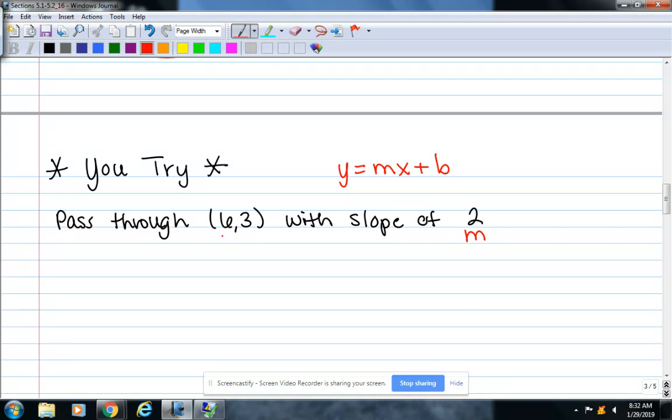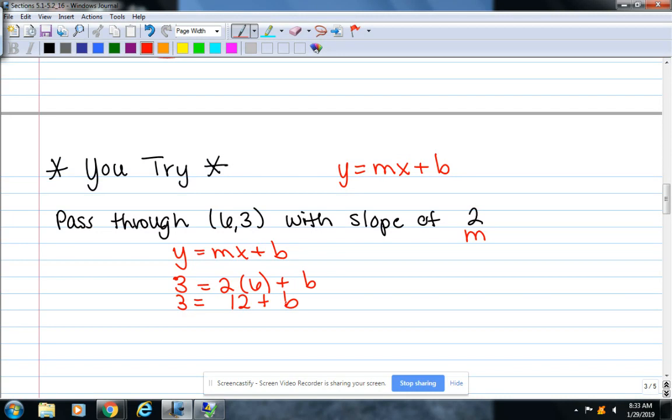All right, you got a point. You use x and y. So for y = mx + b, what goes in for y? What goes in for m? What goes in for x? Well, 3 equals 2 times 6, so 3 equals 12 plus b.